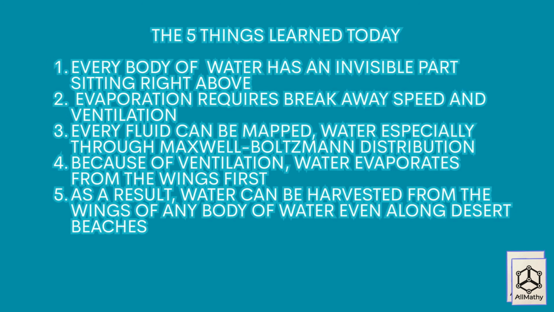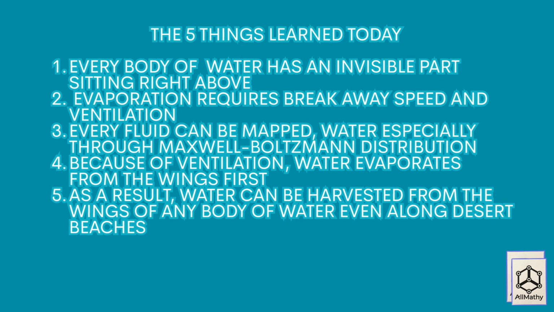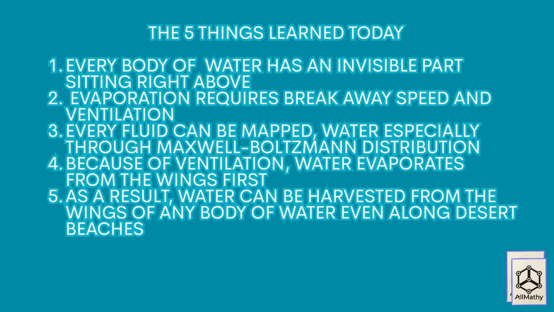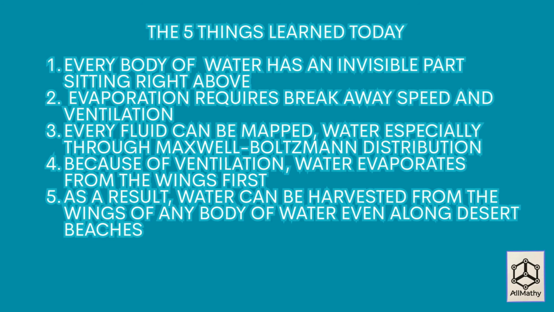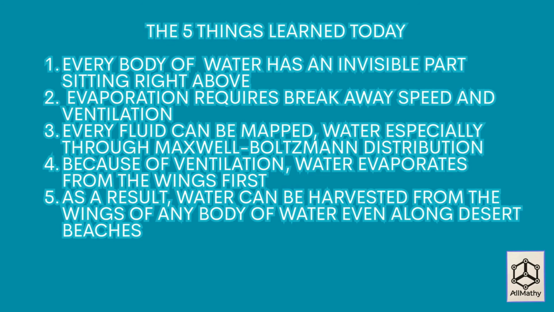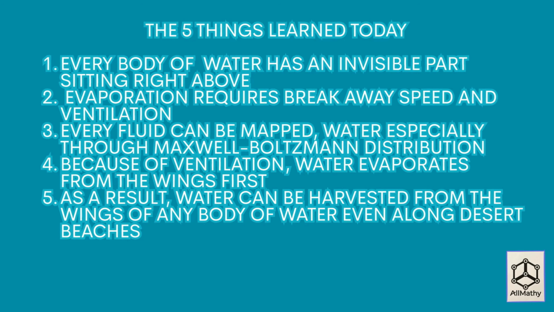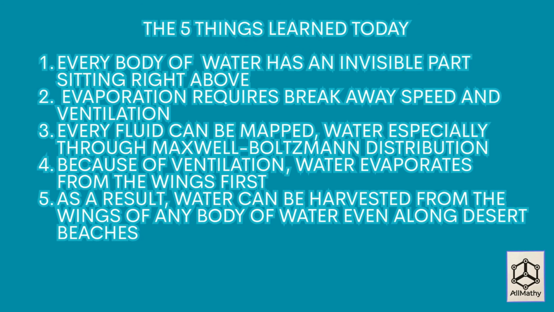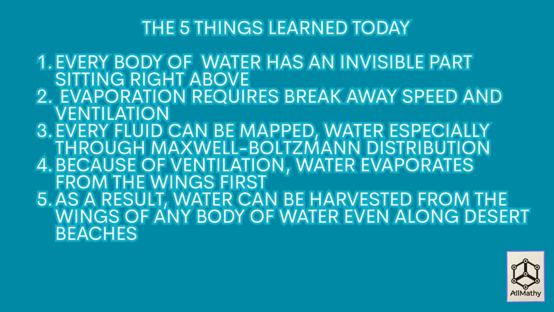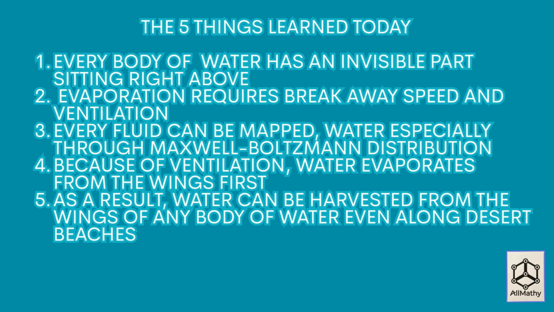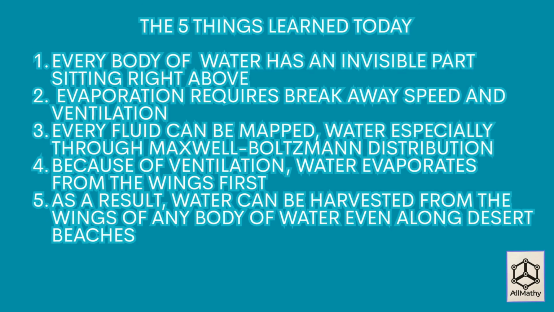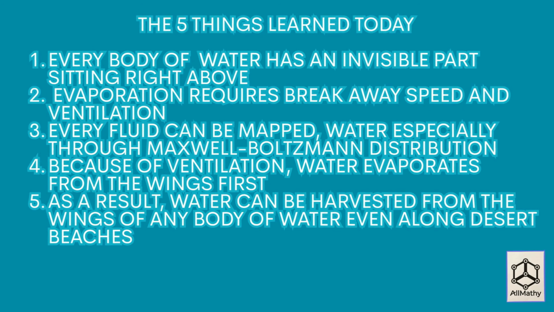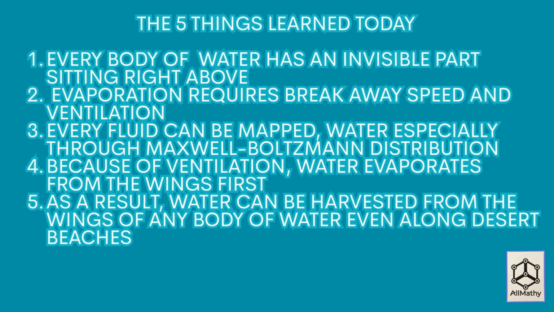Here are 5 things you learned today. 1. Every body of water has an invisible part sitting right above. 2. Evaporation requires breakaway speed and ventilation. 3. Every fluid can be mapped, water especially, through the Maxwell-Boltzmann distribution curve turned counterclockwise. 4. Because of ventilation, water evaporates from the wings first. 5. As a result, water can be harvested from the wings of any body of water, even along desert beaches.